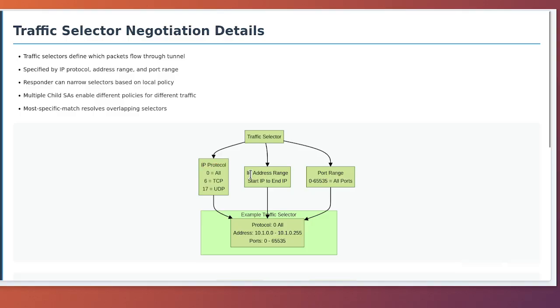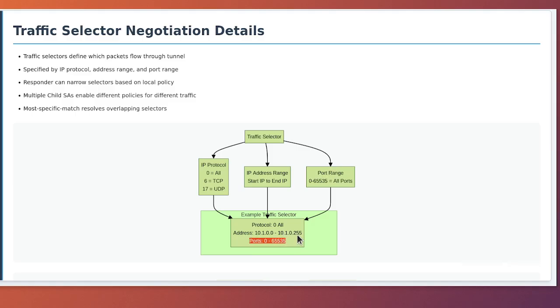TCP is protocol 6, UDP is protocol 17, ICMP is protocol 1, and the special value 0 means all protocols. The IP address range defines which source or destination addresses are included, using a starting address and ending address. While this is often expressed as a CIDR subnet like 10.1.0.0/24, internally it's stored as a range from 10.1.0.0 to 10.1.0.255. The port range specifies which transport layer ports are included, with 0 to 65535 meaning all ports.